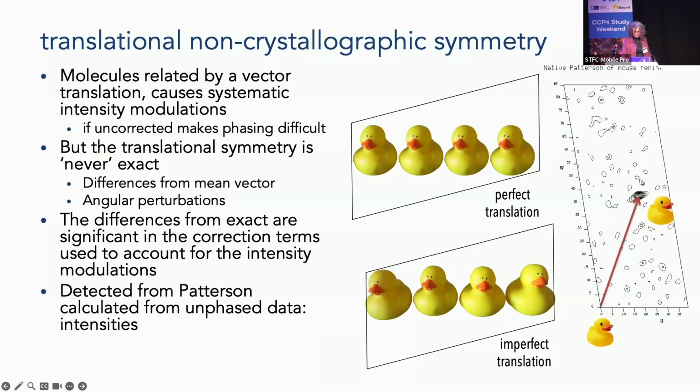And how do you know that you've got TNCS? Well, you can look in the Patterson, and the Patterson is something that you calculate just from the unphased data, from the intensity, so you don't need Phaser to do this. So you can see in advance that you have this translational non-crystallographic symmetry, and that's how you start modeling it as part of your phasing strategy.